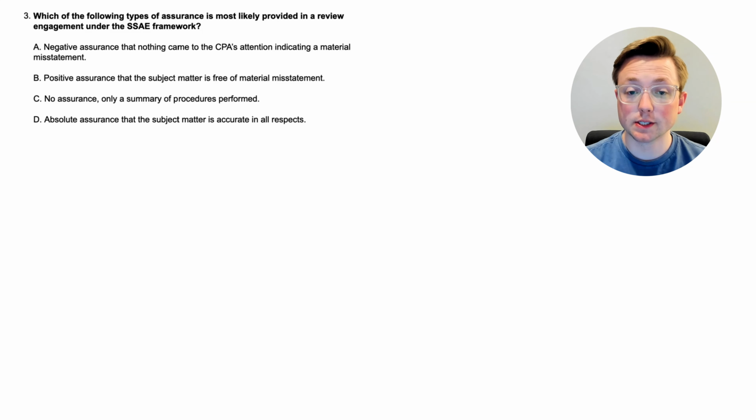Option A, negative assurance that nothing came to the CPA's attention indicating a material misstatement. Option B, positive assurance that the subject matter is free of material misstatement. Option C, no assurance, only a summary of procedures performed. Or option D, absolute assurance that the subject matter is accurate in all respects. So again, what is the following type of assurance that they most likely provide in a review engagement? So let's go ahead and go to the answer to start learning about this.